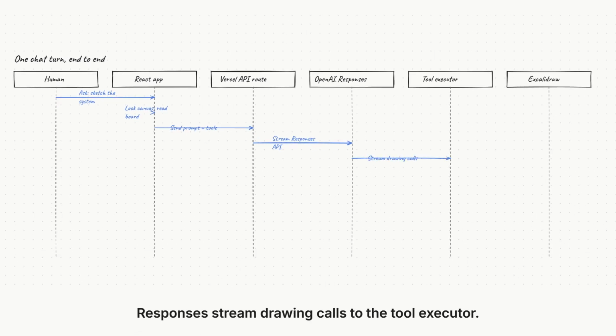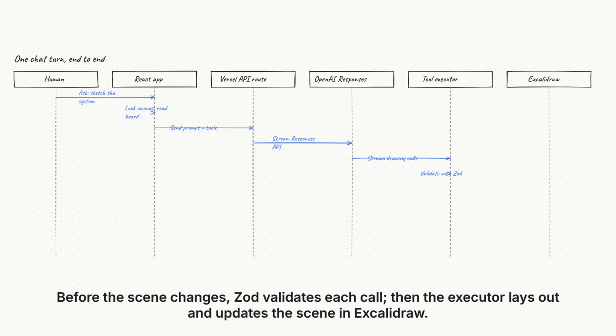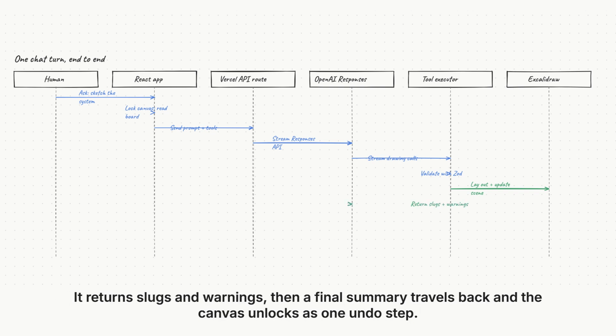Responses stream drawing calls to the tool executor. Before the scene changes, Zod validates each call. Then the executor lays out and updates the scene in Excalidraw. It returns slugs and warnings, then a final summary travels back, and the canvas unlocks as one undo step.